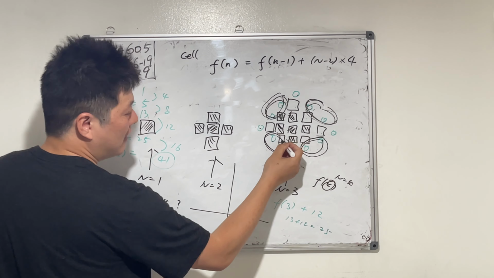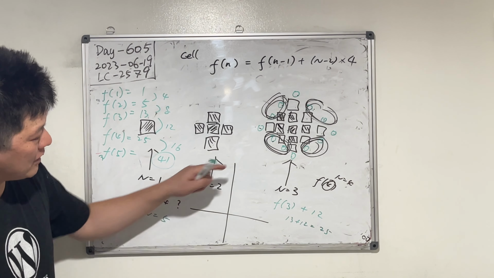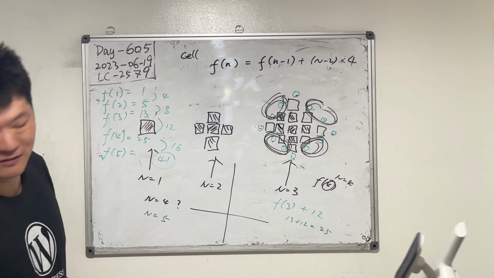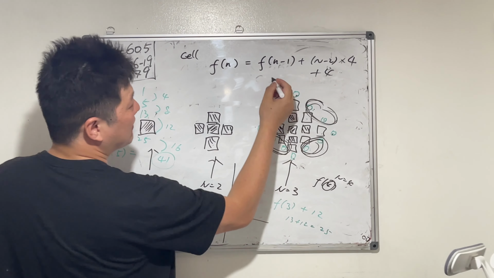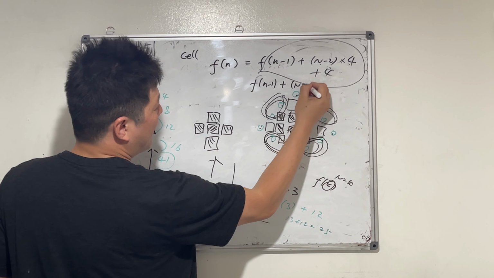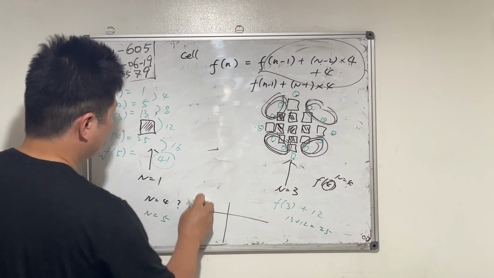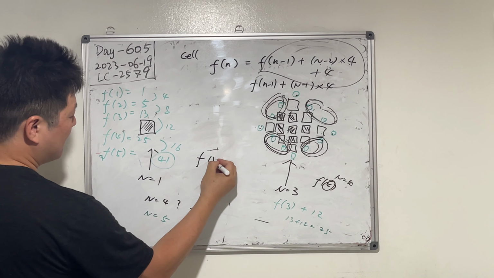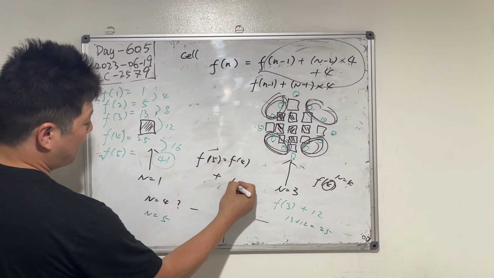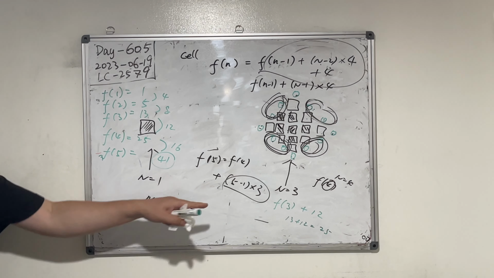But we have to add what's missing here. How many are those? 4. Just plus 4. So what do we get here? Fn equals Fn minus 1 plus n minus 2 times 4, plus 4. Right? Can we verify here? F5 equals F4 plus 5 minus 2 times 4, plus 4. Yeah, 16, am I right?